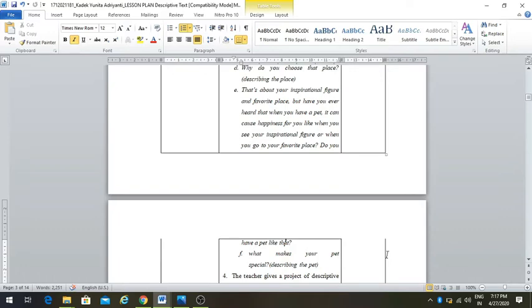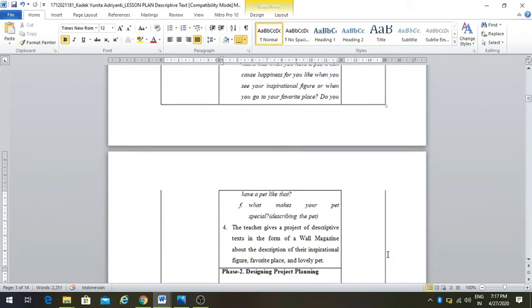Then the students will answer one by one about their lovely pet if they have a pet, and then the teacher goes to, what makes your pet special? It means that the teacher wants them to describe their pet, their cat or their dog, by mentioning its characteristics.